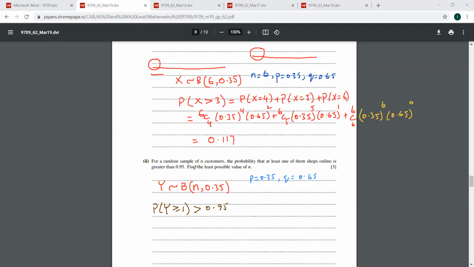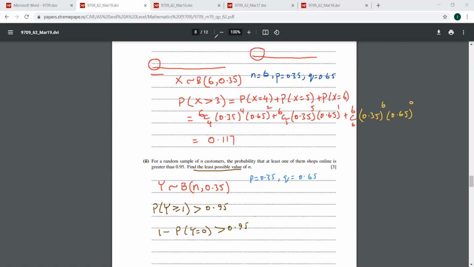So when it says least, it is obvious that we have to have an inequality over here. Now, greater than or equal to 1, this n is not clear, what is this number. So you see, we can say that when it is greater than or equal to 1, we can write the same as 1 minus the probability Y equal to 0. And that is greater than 0.95. I hope it makes sense.